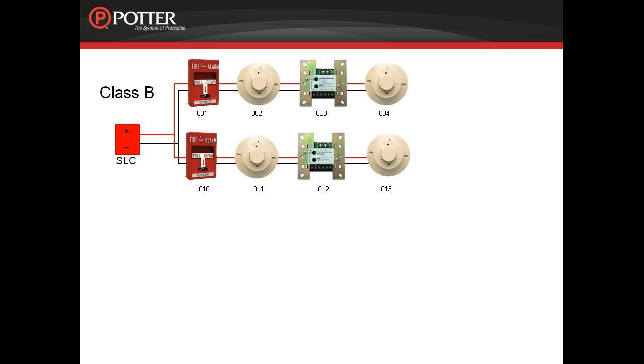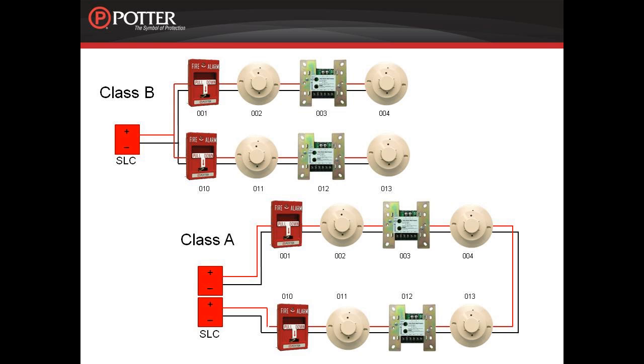What happens is the panel will poll the devices, asking them what their current status is, and the devices respond back. Because of this two-way communication, there is no need for an end-of-line resistor at the end of this circuit. In this diagram, you'll see that the SLC circuit leaves the panel, and there's a T-tap creating two branches of the SLC leaving the panel. The important thing to note here is that T-taps are accepted on SLC circuits that are wired Class B.